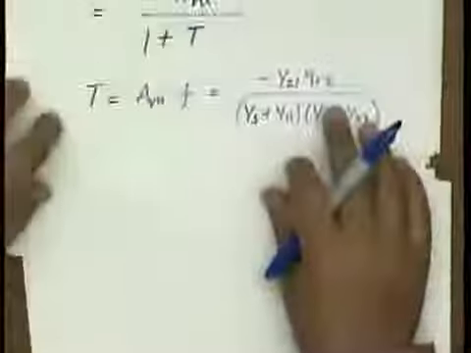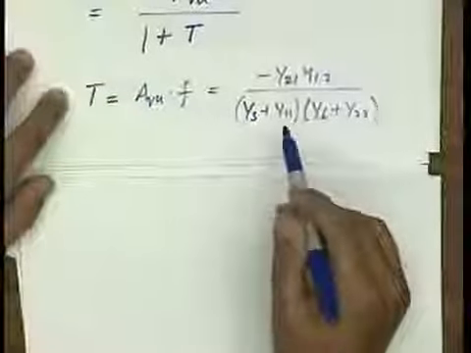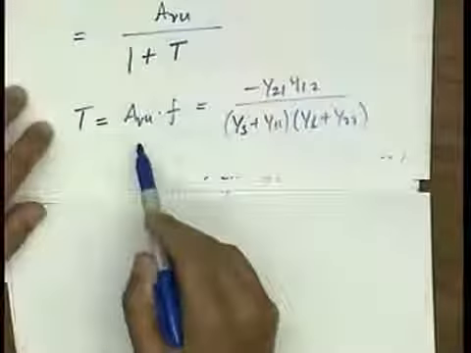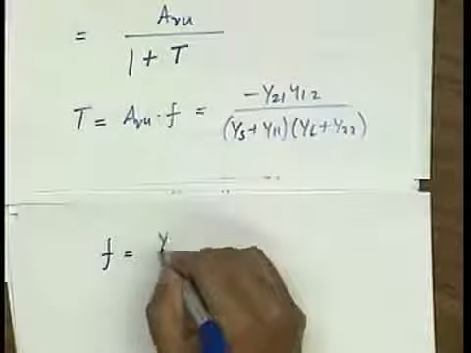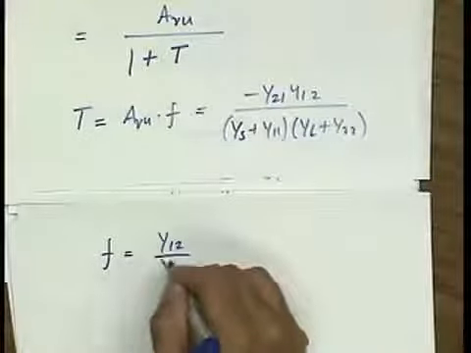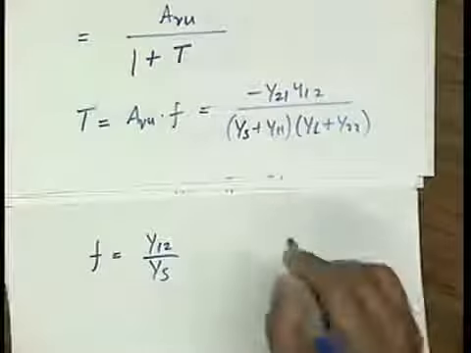So if this is the loop gain, and the loop gain is equal to AVU times F, we can also solve for F, which is Y12 over YS.